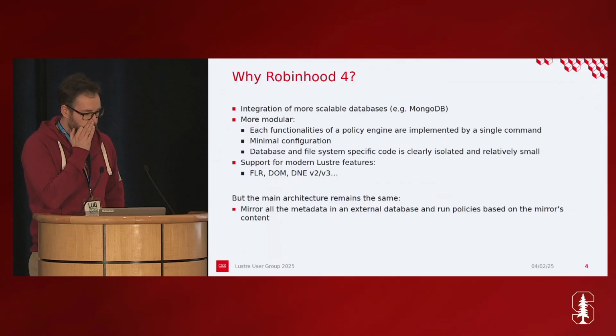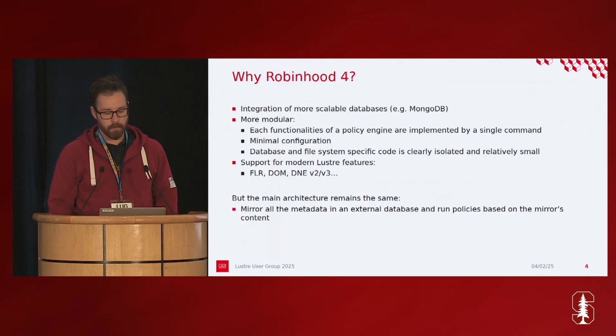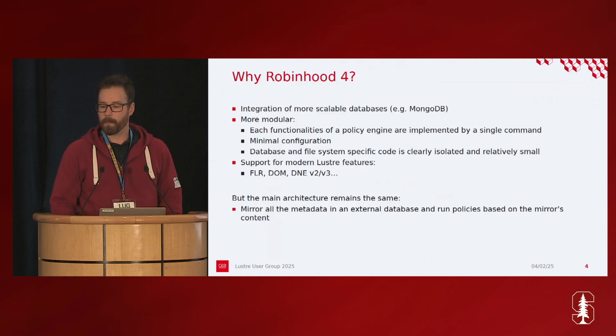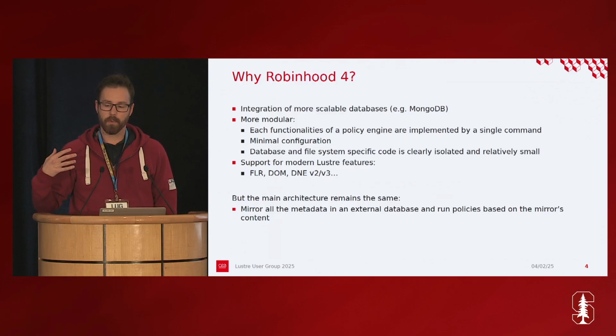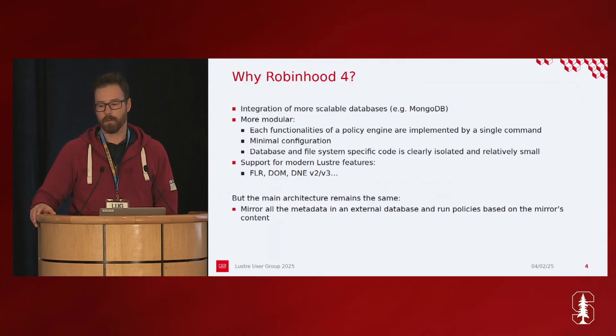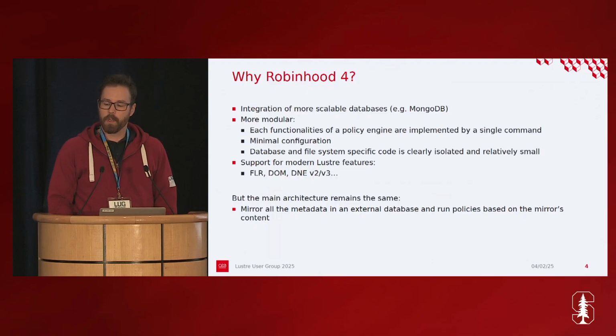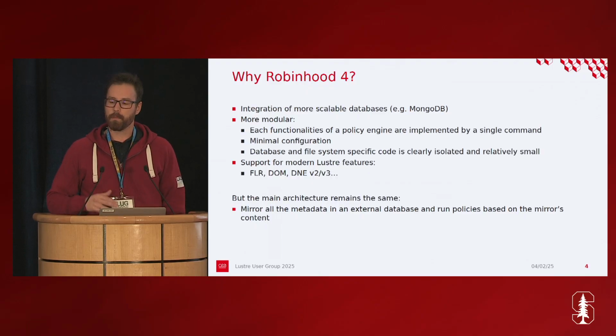So why Robinhood 4? So as I said, one of the concerns with Robinhood 3 was the scalability of the MariaDB database. For those of you who use Robinhood 3, when you have more than a few hundred million inodes in your file system, you can start to see that the database becomes quite slow. It can take between 10 to 30 minutes to run some queries on the database, which is very limiting. For instance, if you want to do custom reports on subdirectories and things like that, it can become very, very slow.